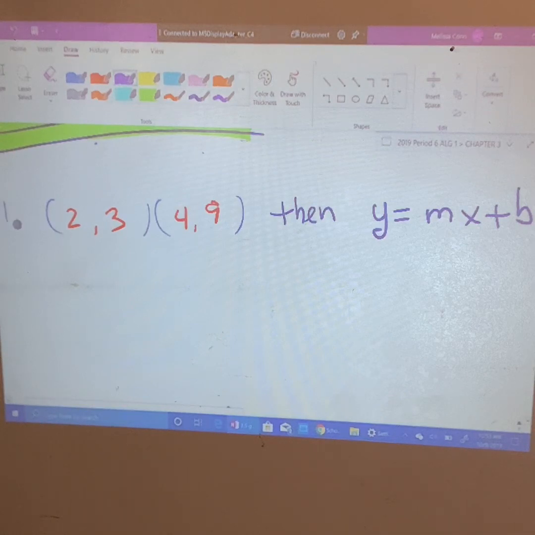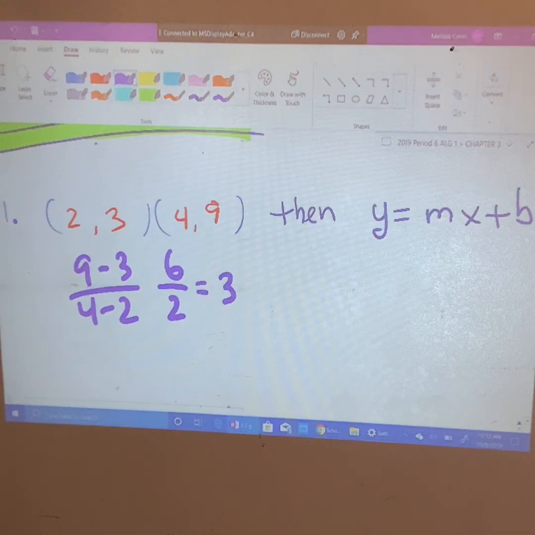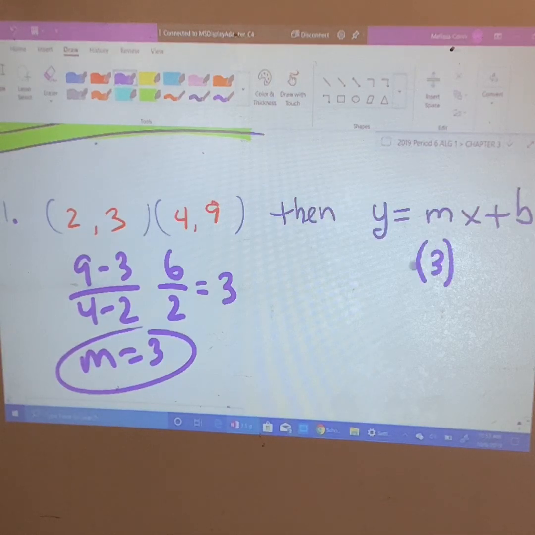Let's find the slope for problem number 1. It's 9 minus 3 over 4 minus 2. That gives me 6 over 2, which becomes 3. I know that my slope is 3. I'm going to take that 3 and put that right into my formula in the spot where I see the letter M. So it's going to go right here.